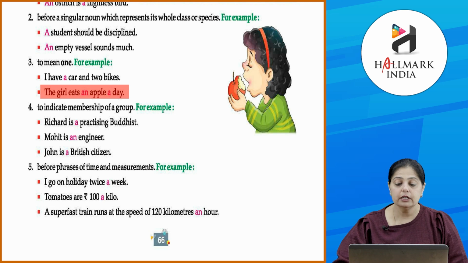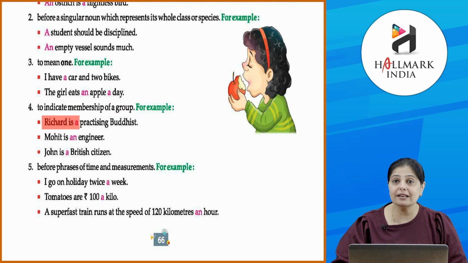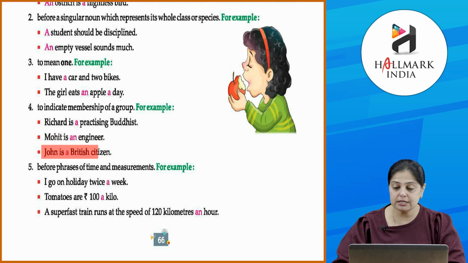To indicate membership of a group. Richard is a practicing Buddhist. Mohit is an engineer. John is a British citizen. Clear? So it is talking about a membership. मतलब बुद्धिस्ट कम्युनिटी को बिलोंग करता है, इंजीनियर है वो, और ब्रिटिश सिटीजन. These are all a particular group.